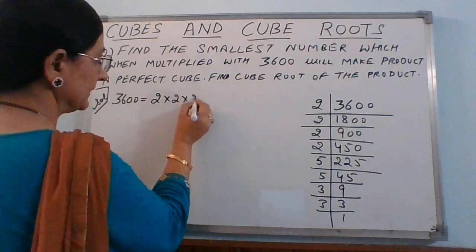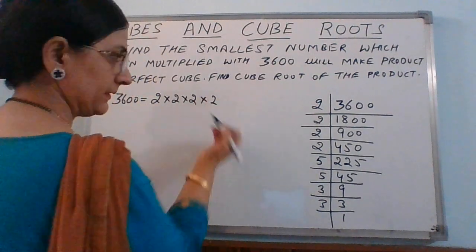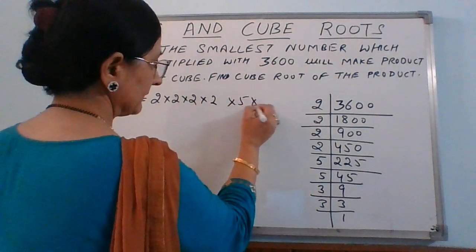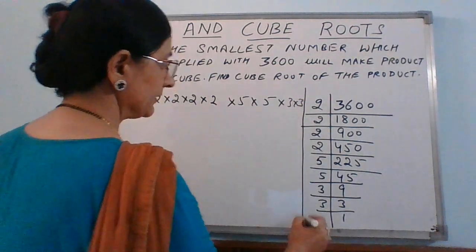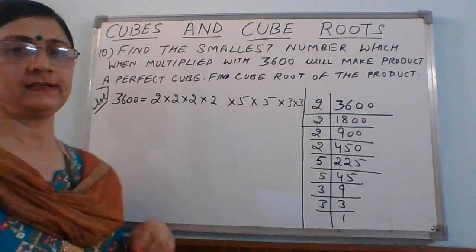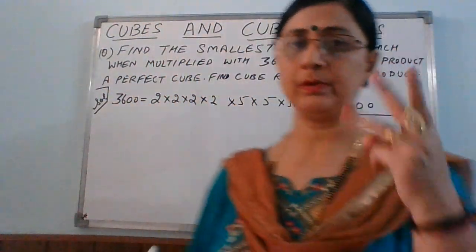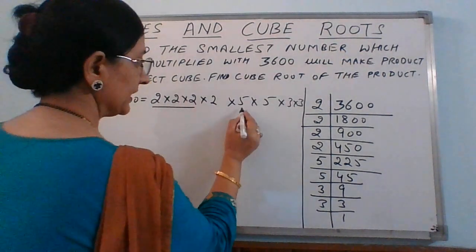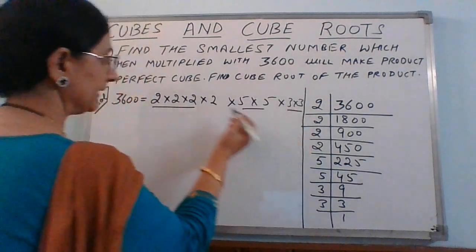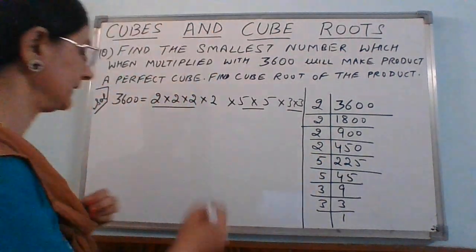2 multiplied by 2 multiplied by 2, there are 1 2 3 4 2s, right? Now multiply by 5, multiply by 5, multiply by 3 and multiply by 3, right children? So these are the factors of 3600. But they are not in the groups of 3, right? So triplets तो है ही नहीं, यहाँ भी नहीं है, यहाँ पे एक कम है और यहाँ पे 1 कम, और this में there are 2's less here.